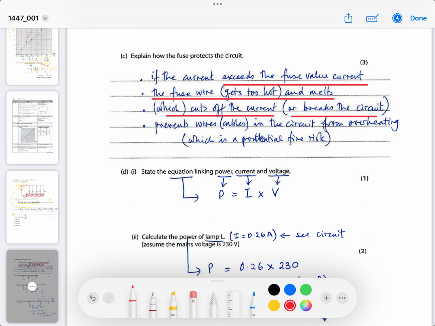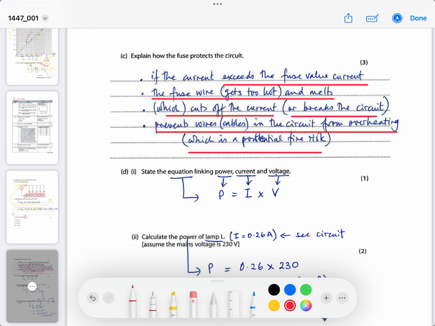So there's 3 marks already. And you could say this prevents wires or the cables themselves in the circuit from overheating, which is a potential fire risk. If the cables get too hot and melt, and they're touching a carpet, for example, in your house, then that can lead to a fire. So it's better to obviously cut off the current if something goes wrong.